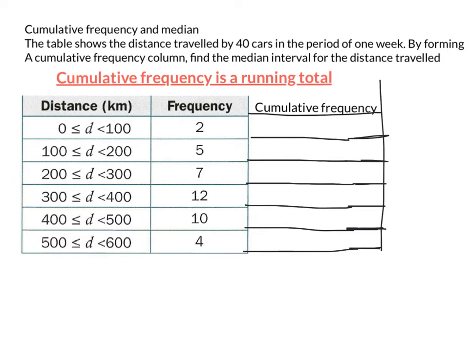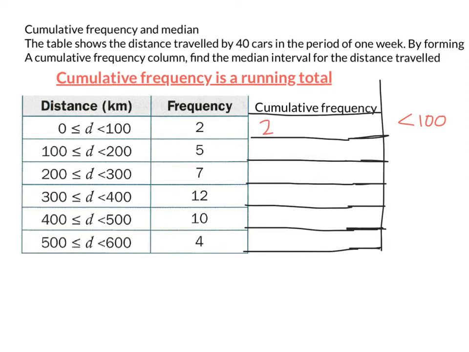Cumulative frequency in the first group is saying how many cars travelled 100 kilometres or less. You look at the upper limit, which should be 100 kilometres, and you think how many cars travelled 100 kilometres or less. Well, there's 2 cars travelled between 0 and 100, so 2 cars travelled 100 kilometres or less.